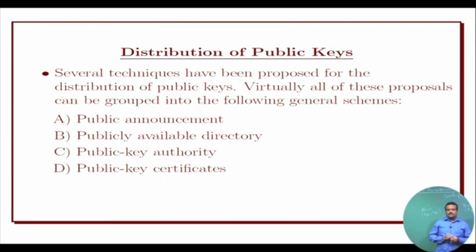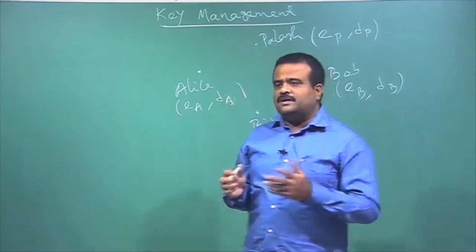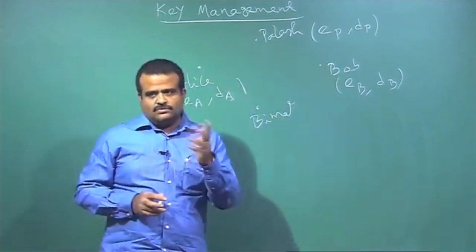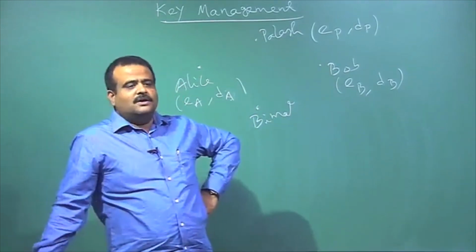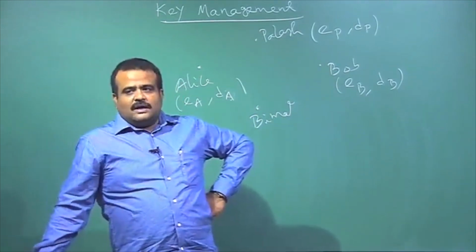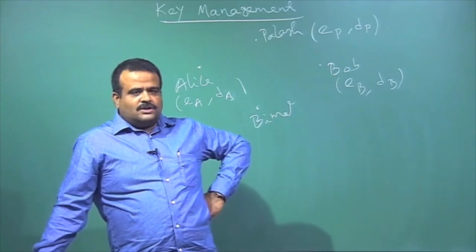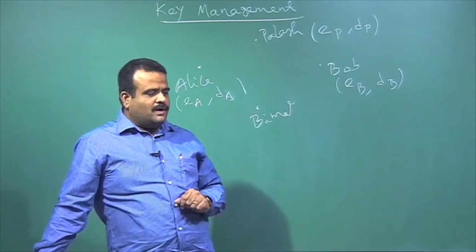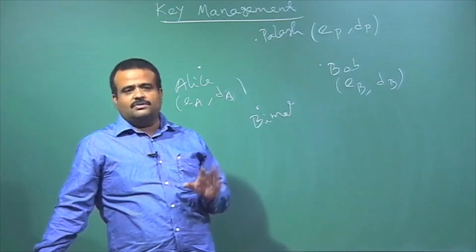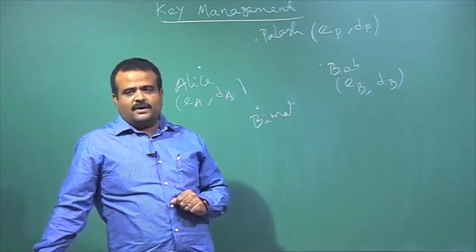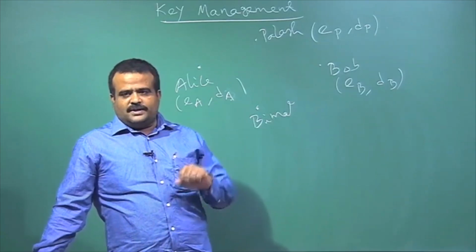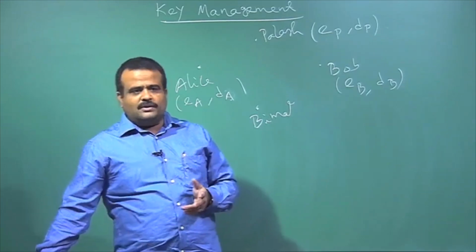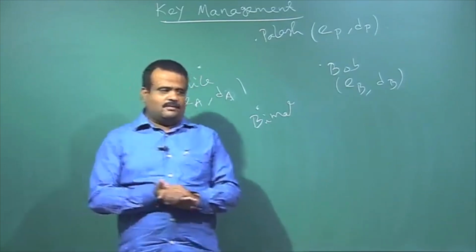And the public key authority. So if we keep the directory so public, then anybody can go there and make changes in that public key. So that will create some problem for the communication. So for that we can have a third party, which is the public key authority, and we can ask this third party to maintain this directory. So some sort of trusted authority, a trusted third party, will be there.